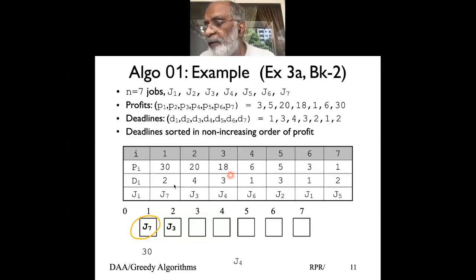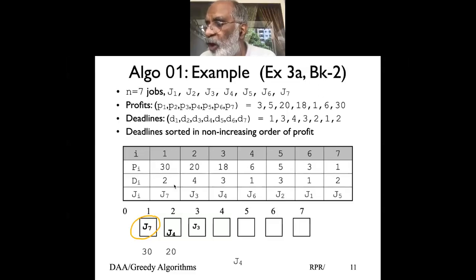J4 has a deadline of 3. J3 has a deadline of 4. So J4 should be scheduled at least before J3. So can you shift J3? Yes, because J3 has a deadline of 4. But I need only one slot. So I'll shift J3 one slot, and then move J4 here. This is what we do.